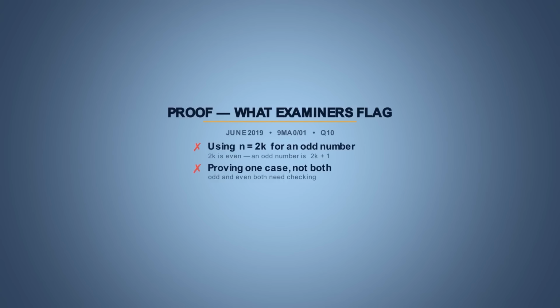Here, examiners flag the same mistakes year after year. Students assume that let n equal 2k works for an odd number, when 2k is even by definition. Okay, and for exhaustion, students prove one case, which is usually odd, but then forget about the other. Students will do all the algebra correctly, but then don't write a conclusion sentence, which loses the final mark.